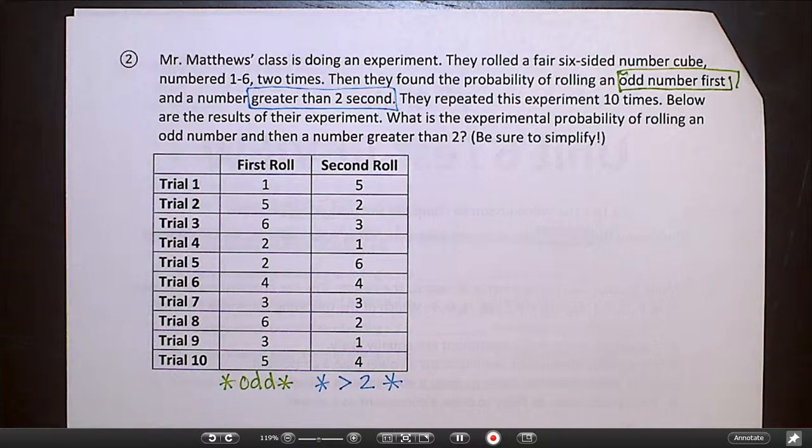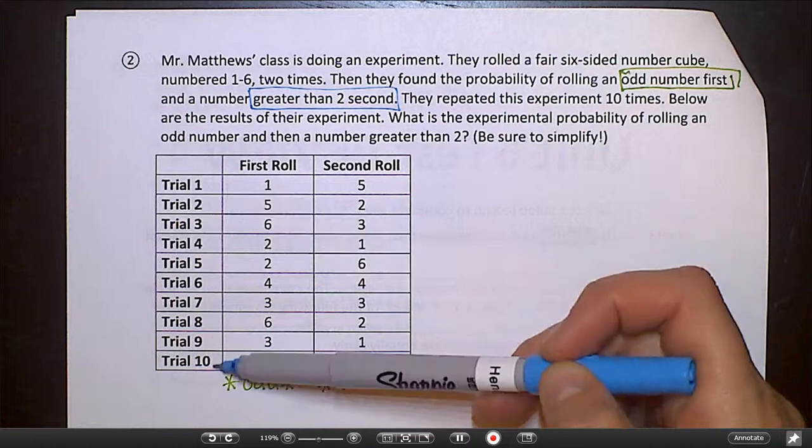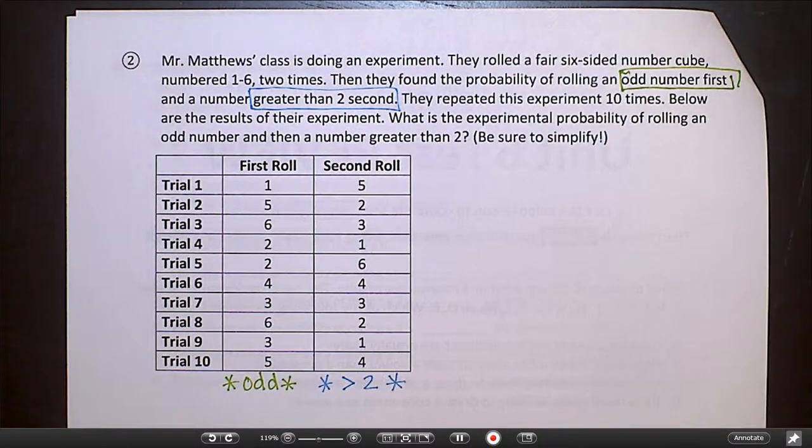They repeated this experiment 10 times, and we can see that because they've listed it as 10 trials. Below are the results of their experiment. What is the experimental probability of rolling an odd number and then a number greater than 2? And we want to be sure to simplify always.